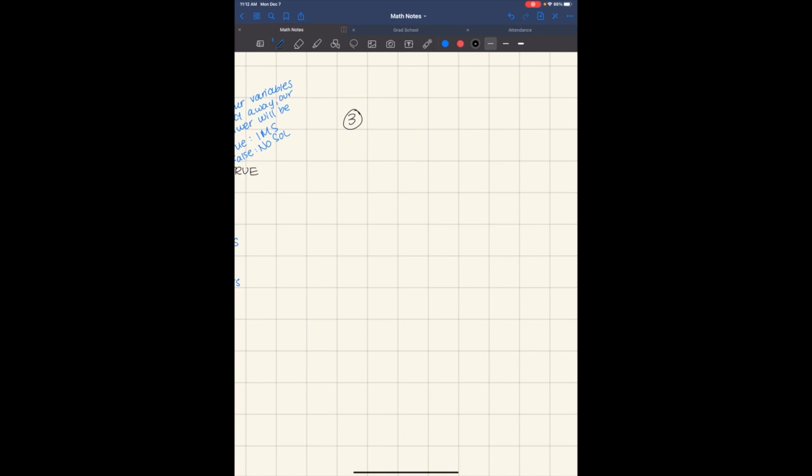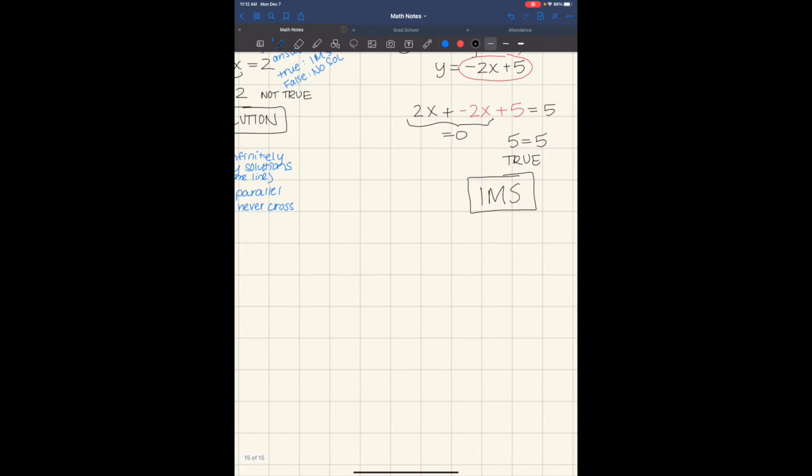Example 3, we've got 2x plus y equals 5 and y equals negative 2x plus 5. So I'm going to take what y equals and plug it in for y in the other equation. So I get 2x plus negative 2x plus 5 equals 5. 2x plus negative 2x equals 0. And I'm left with 5 equals 5, which is true. So I write IMS. That means it's the same line twice.